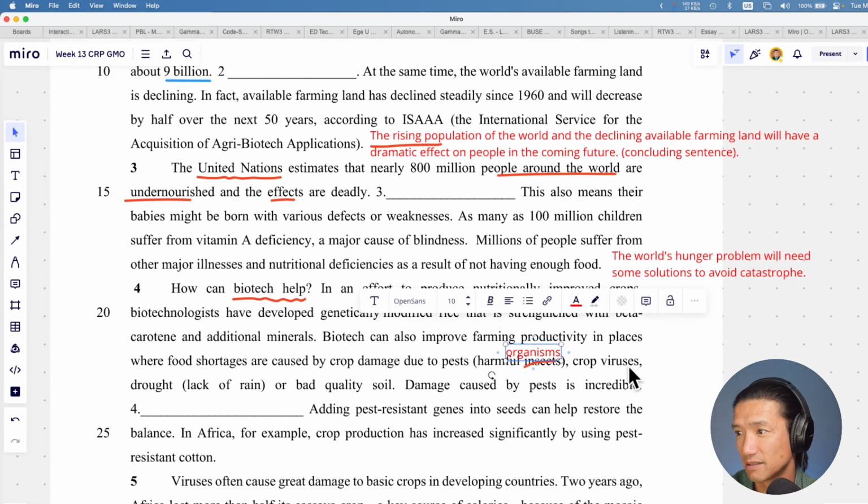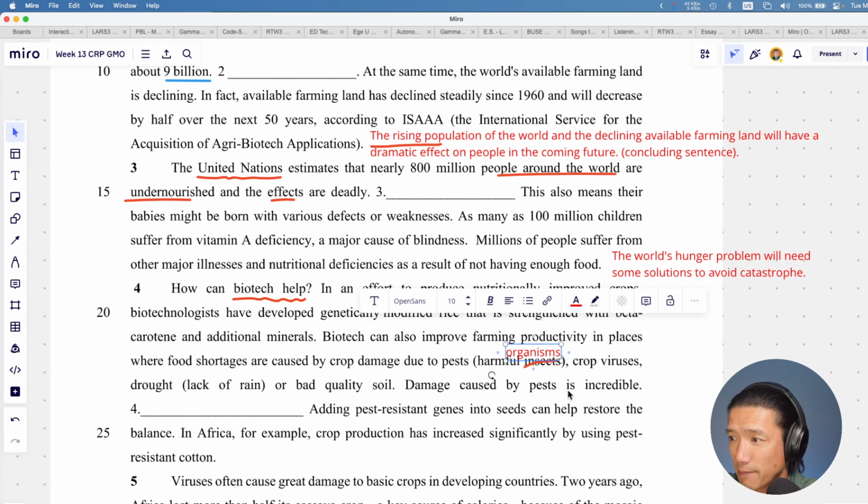Crop viruses. Those are viruses. I mean, those are diseases, right? Drought. Lack of rain. See? Once again, they tell you the information. What does drought mean? And it's weird. I know it's not "fought." It's not "drought" like "bot." It's spelled O-U-G-H-T. I know. This is the weird thing about English. Many weird things, but it's not too bad. Or bad quality soil. Okay, sorry. Let's read that again. Biotech can also improve farming productivity in places where food shortages are caused by crop damage due to pests, crop viruses, drought, or bad quality soil.